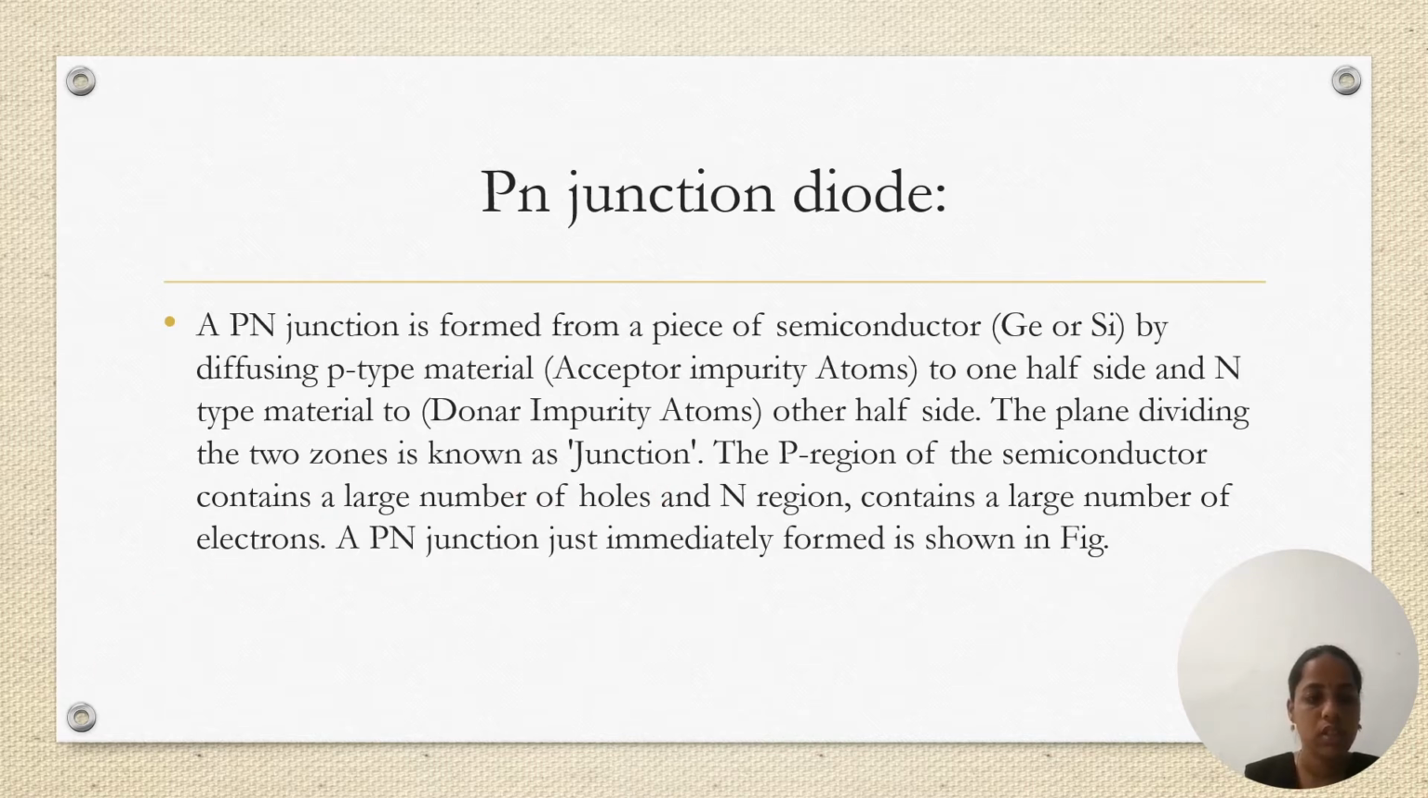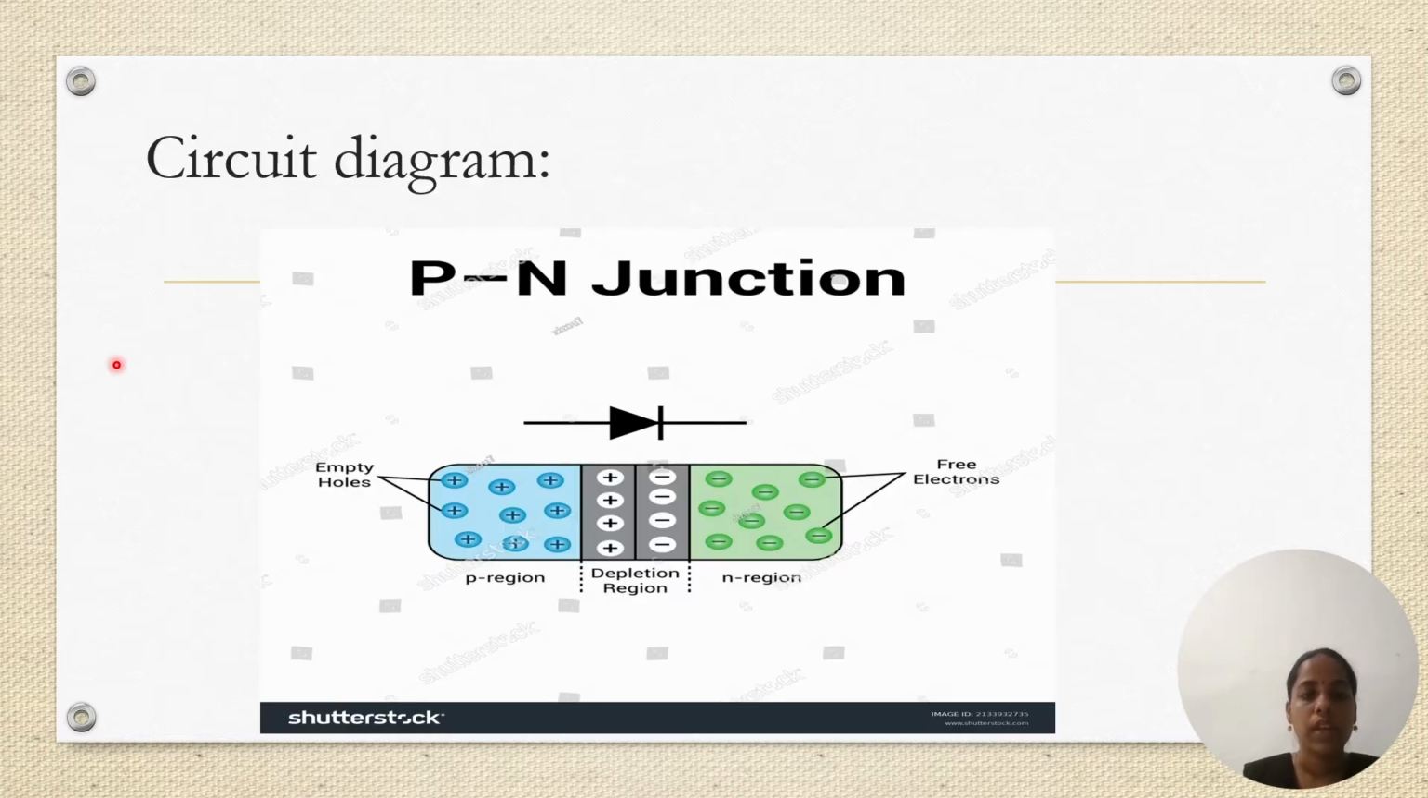Next, we'll see the circuit diagram of PN junction diode. In circuit, it is the symbol of diode, anode and cathode. Anode having a positive nature and cathode having a negative nature. This is the circuit.